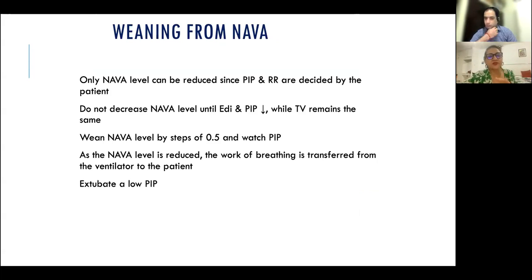That means this is a time when you can wean the NAVA, and you start weaning the NAVA by steps of 0.5, and keep a watch on the PIP, what is happening to the PIP. As the NAVA level is reduced, now work of breathing, instead of the ventilator, baby is the one who is going to do the work of breathing. So when do you extubate a baby from here? When you have reached a very low PIP and a low NAVA level.